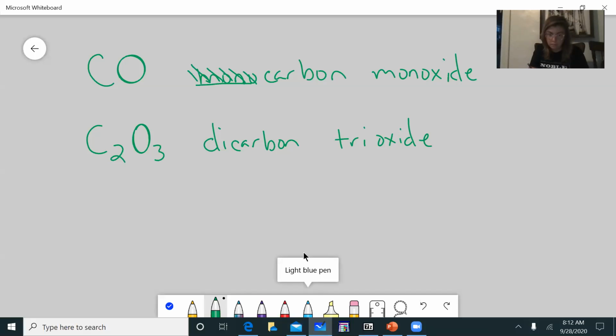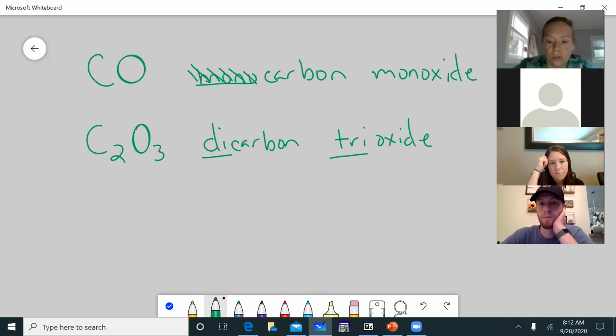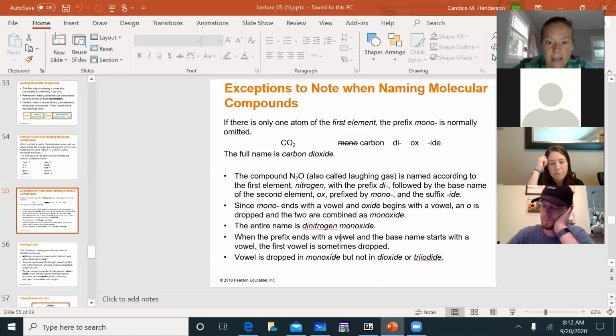All right, so dicarbon trioxide. Going back to the slides, the compound N2O, which is also known as laughing gas or nitrous oxide, we would call this dinitrogen monoxide.